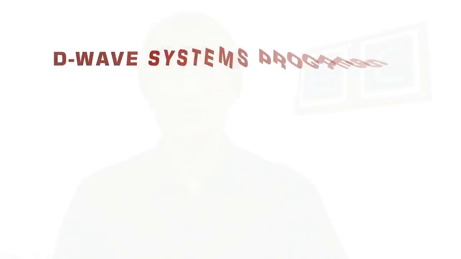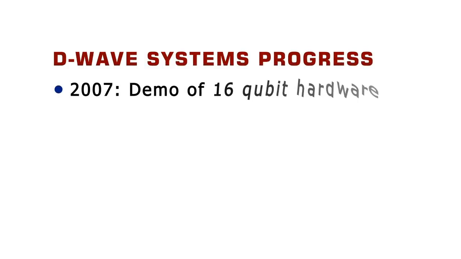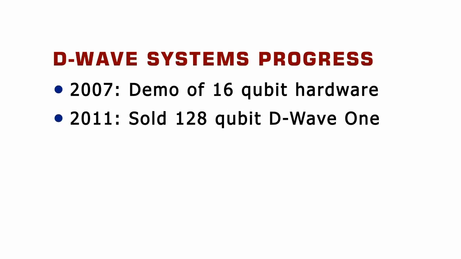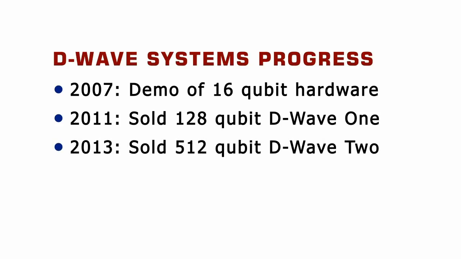Another impressive quantum computing pioneer is D-Wave Systems in Canada. In 2007, D-Wave demonstrated a working 16-qubit quantum computer, and then in 2011 they became the first company in the world to actually sell a quantum computer when they sold a $10 million 128-qubit machine called the D-Wave 1 to Lockheed Martin. In 2013, D-Wave next sold a 512-qubit machine called the D-Wave 2 to NASA and Google to establish the Quantum Artificial Intelligence Lab at the Ames Research Center in California.